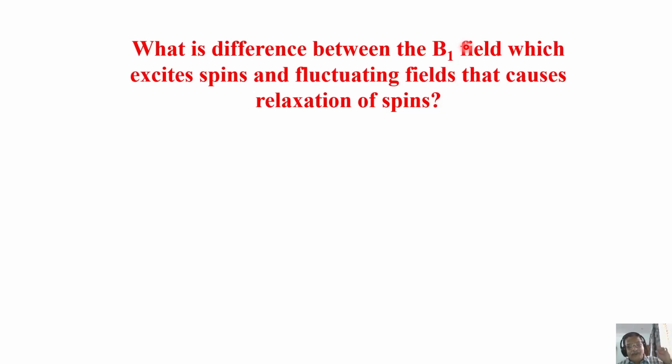Remember, B1 field is where radio frequency pulse is applied to excite the nuclear spins. That is, perturb the magnetization from thermal equilibrium to bring it to the transverse plane. Fine. But we also have a fluctuating field, whose fluctuating frequency is also at the Larmor frequency. This enables the spin to relax. Then what is the major difference?